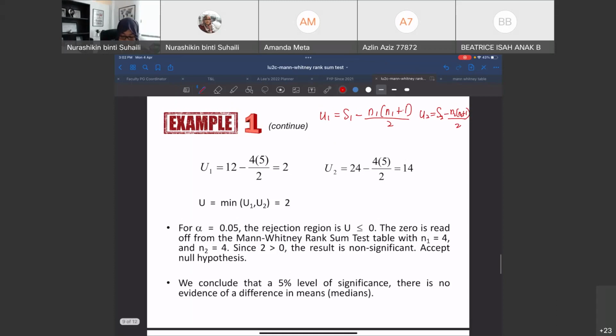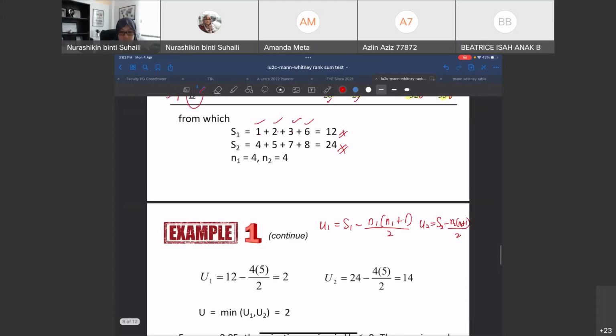S1 is 12 and S2 is 24, so we have 12 and 24 here. And then N is 4, and 4 plus 1 is 5. You solve this part first, before you subtract from 12. So 5 times 4 is 20, 20 divided by 2 is 10, and 12 minus 10 is 2. That's how you got this, and the same goes for this one. So now you have U1 and U2. Remember, these are U1 and U2, not U yet.